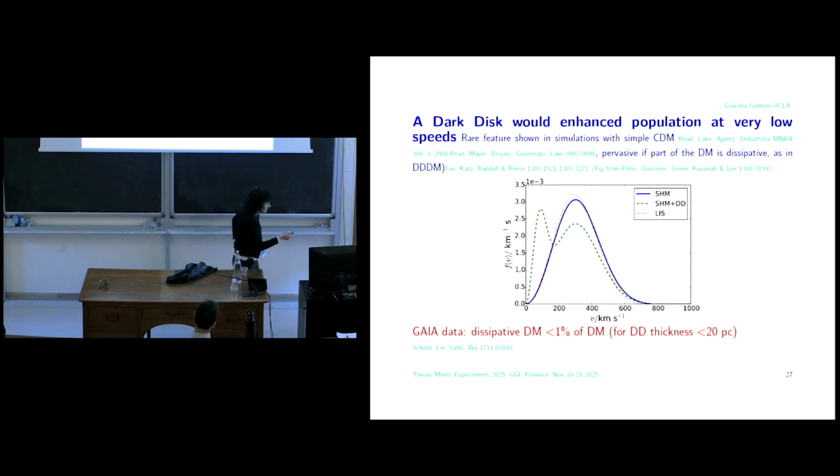There has been a revision using, again, Gaia data, and this is the result from 2017. They conclude that the dissipative dark matter can account for 1%. So maybe it is not as prominent.